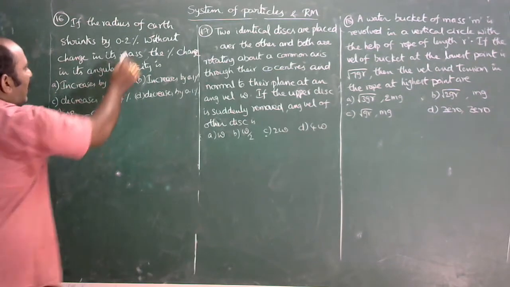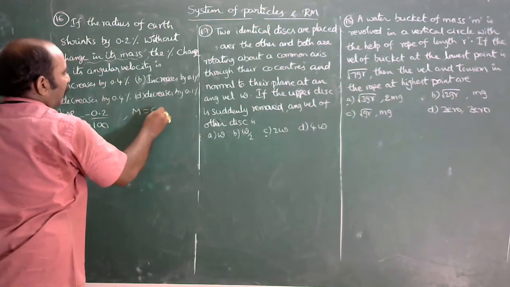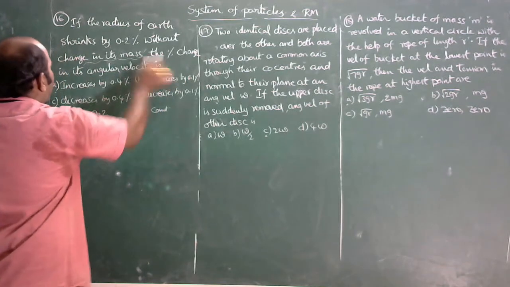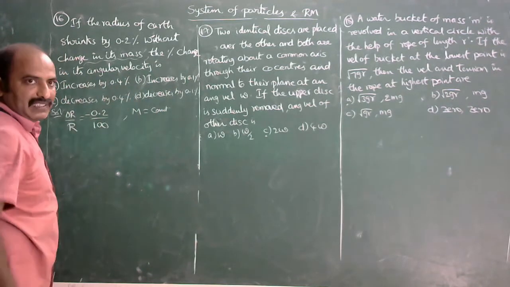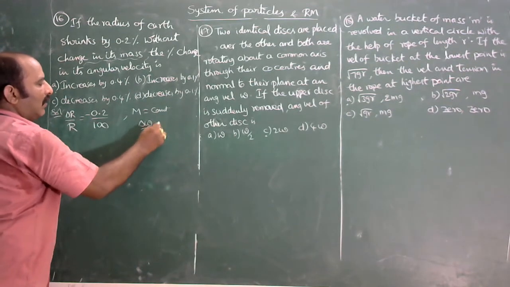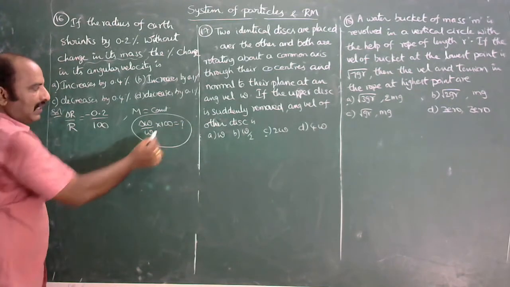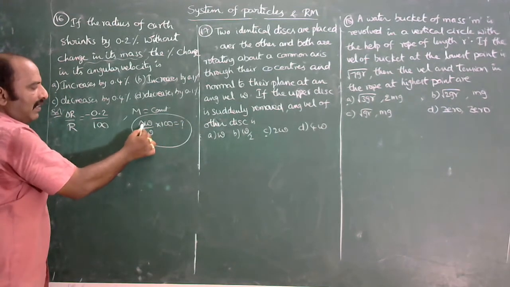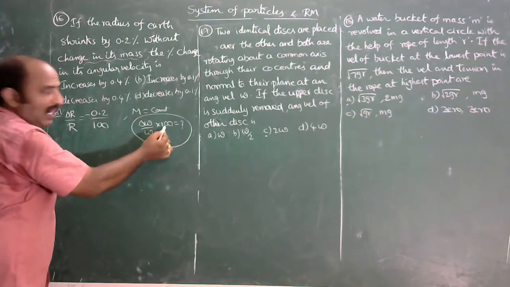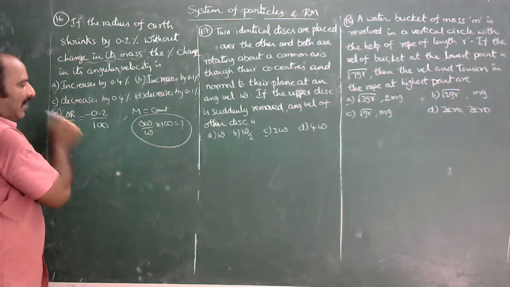Okay, without change in its mass. Mass is constant here. Then the percentage change in its angular velocity is, that means delta omega by omega into 100, is how much? The percentage change in angular velocity means delta omega by omega into 100. First we write the relation between omega and radius.